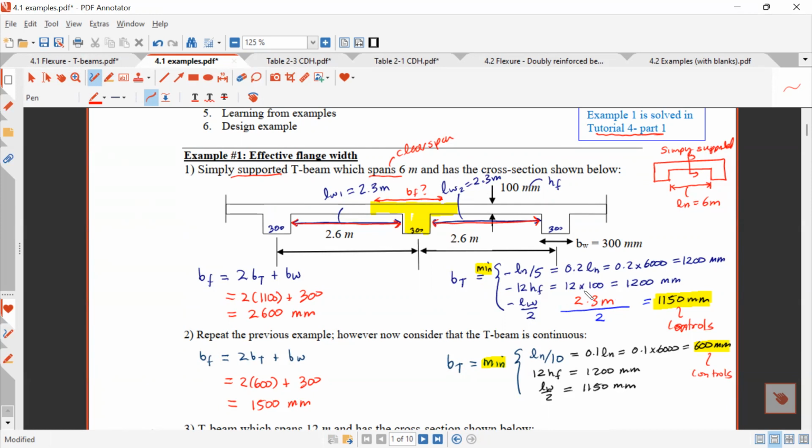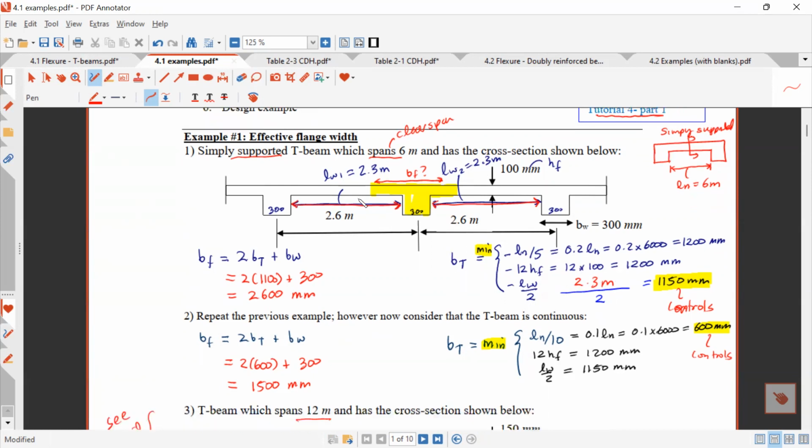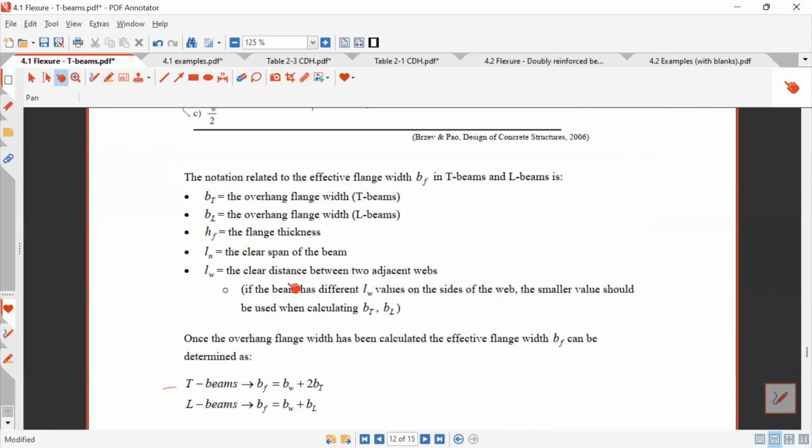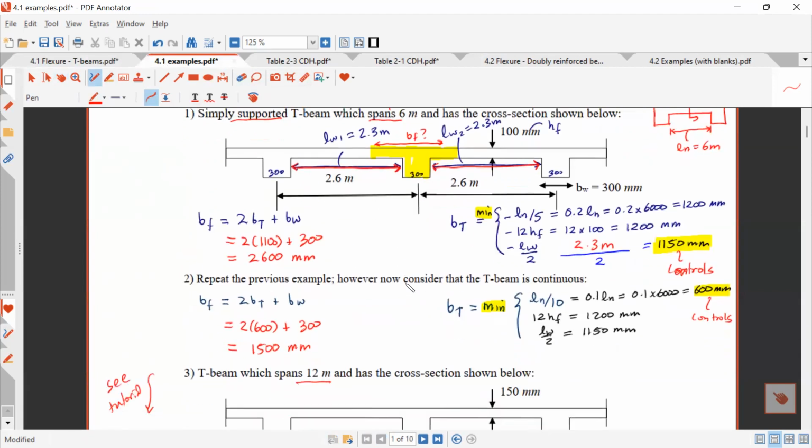So that's why I took 2.3. Is that clear? You have to double check if you have two different values here, if you average them or you take the smaller. According to my notes, that's why I said don't always trust my notes. You need to check the code. But here I'm saying take the smaller of the two. So that probably is the correct thing.